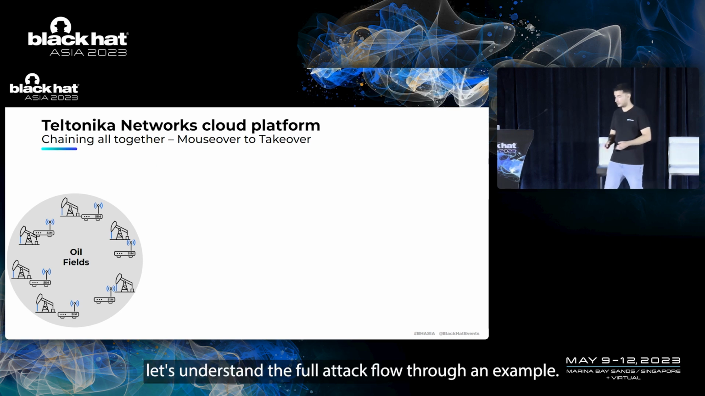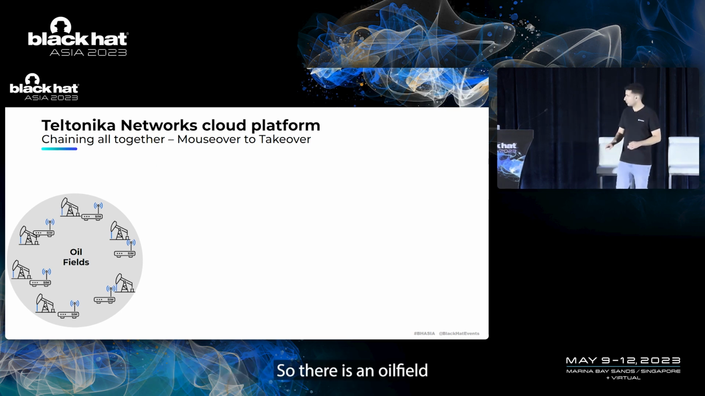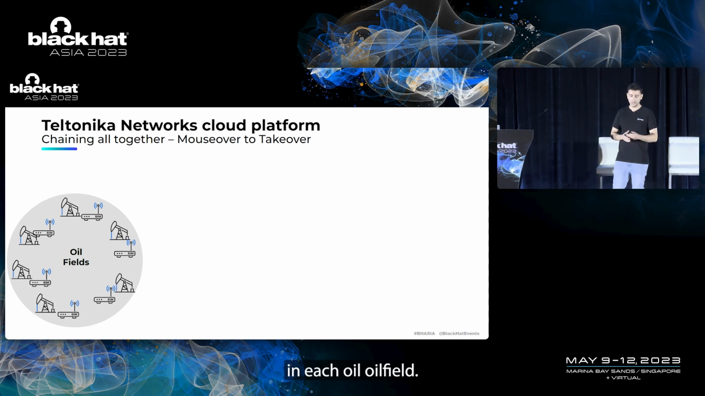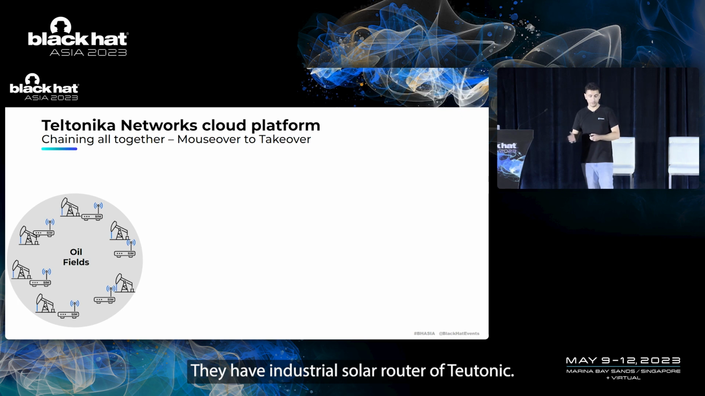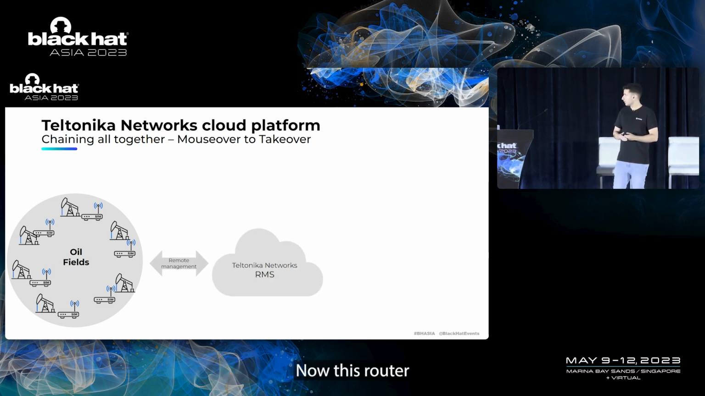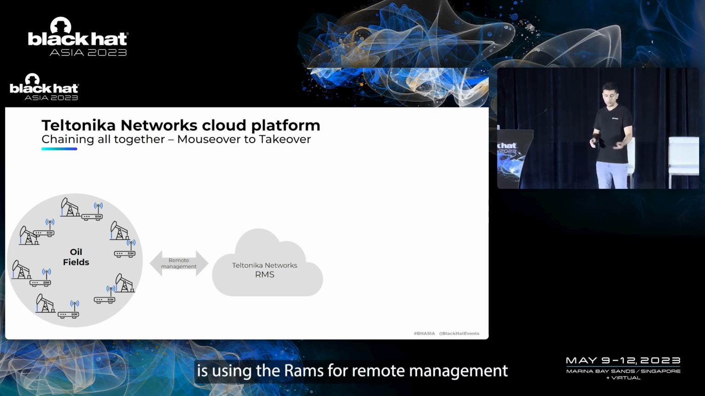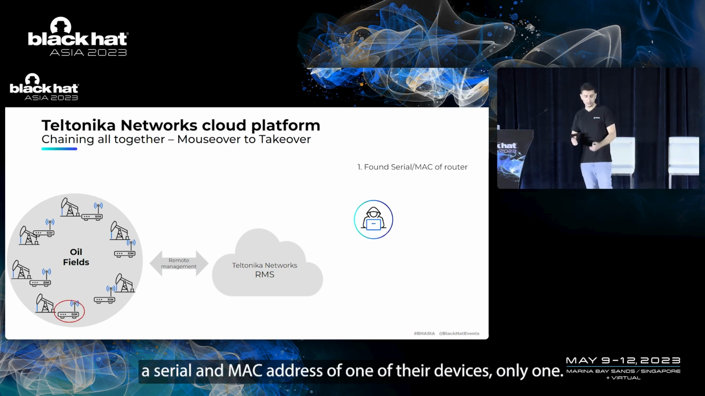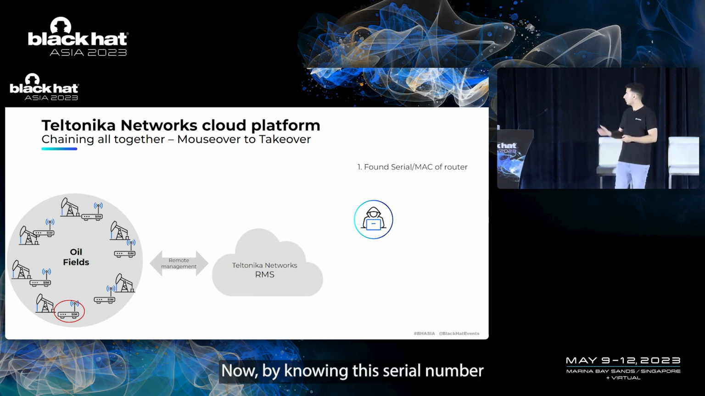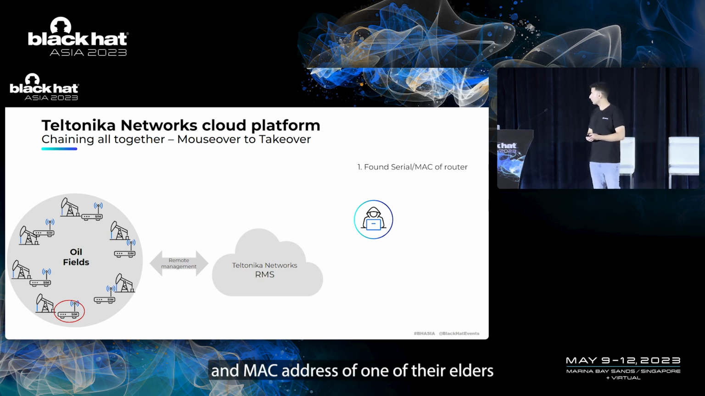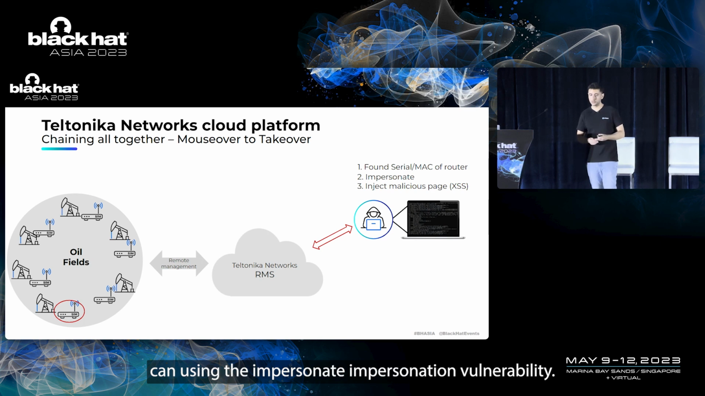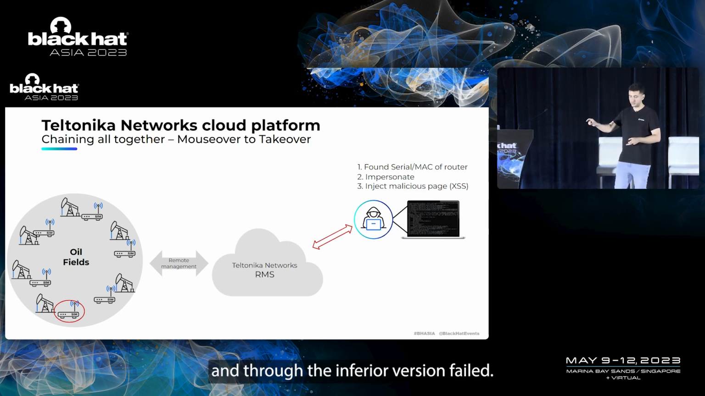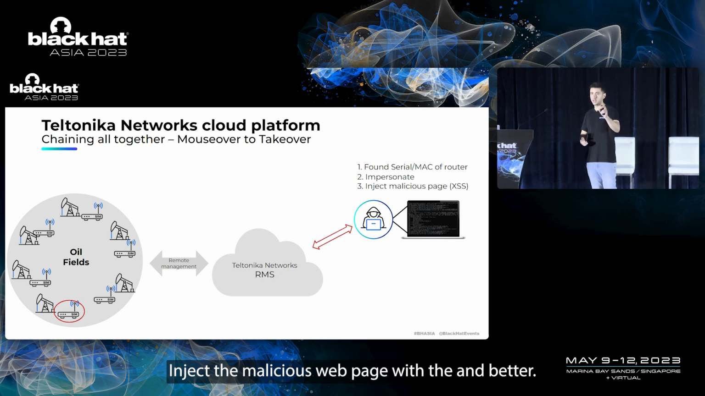Now, before we see the demo, let's understand the full attack flow through an example. There is an oil company with dozens of oil fields. In each oil field, they have an industrial cellular router of Teltonika. The company is also using the RMS for remote management of the industrial cellular routers and gateways. The attacker found somehow the serial and MAC address of one of their devices, only one. By knowing this serial number and MAC address of one of the cloud managed routers, the attacker can, using the impersonation vulnerability, impersonate this device and, through the firmware version field, inject the malicious web page with the embed tag.